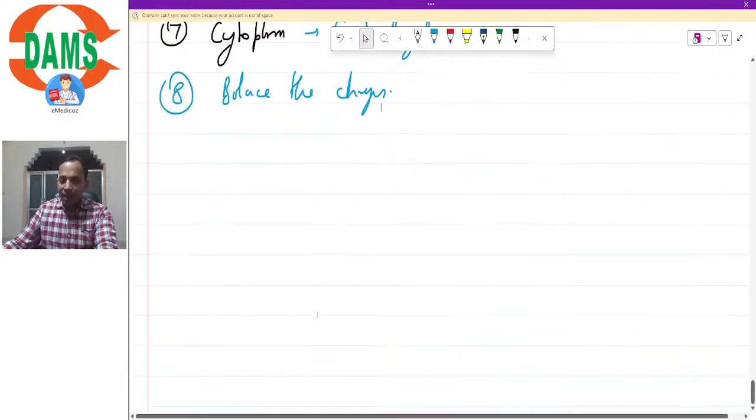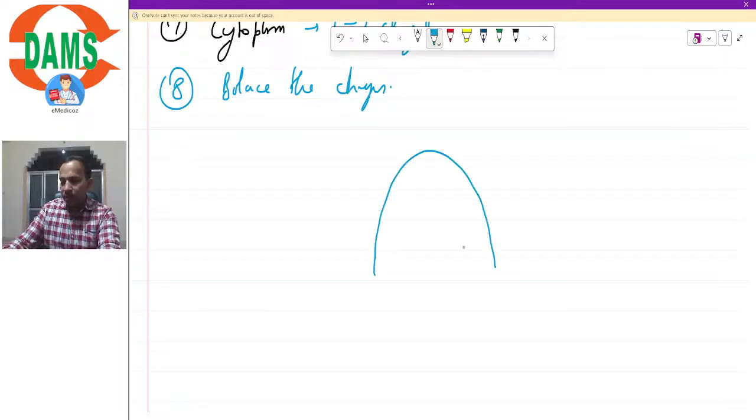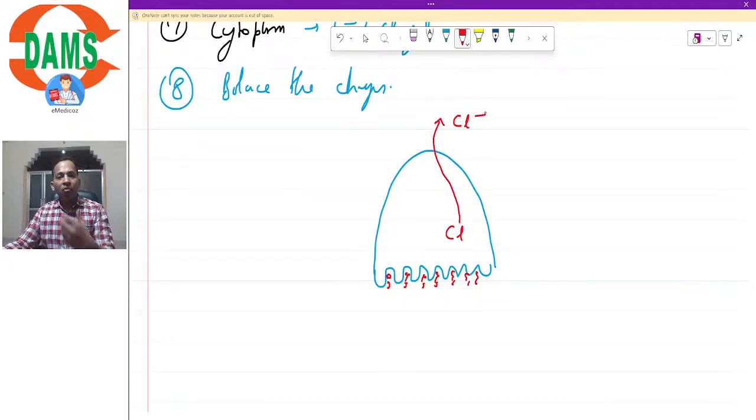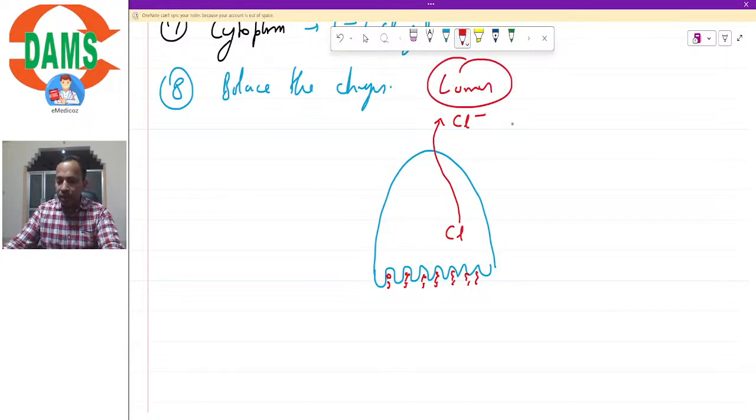So to balance the charge, what happens is, this is the cell again, right? These are the blood vessels. The chloride from the cell is pumped out by this cell into the lumen, right? This chloride is pumped out of this cell into the lumen of the secretory unit. तो एक क्लोराइड कहाँ गया? ल्यूमेन में आ गया. This is the lumen, right? This is the lumen.